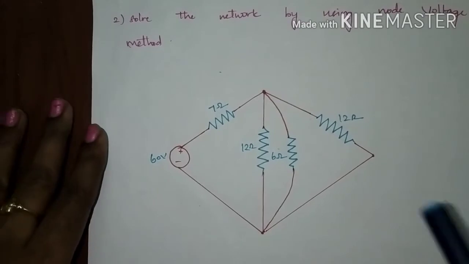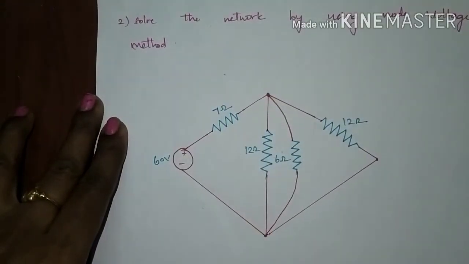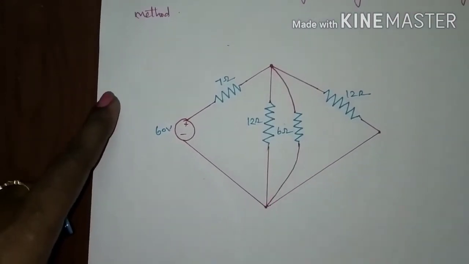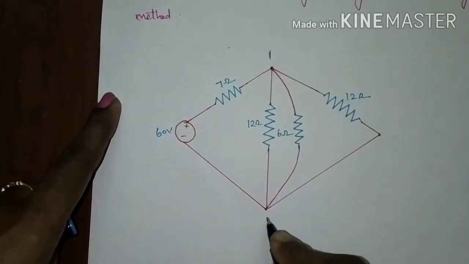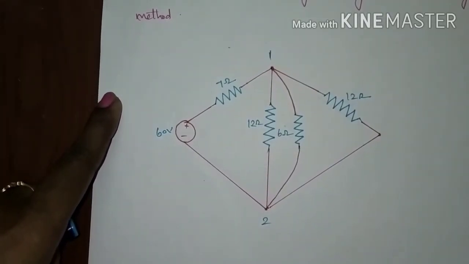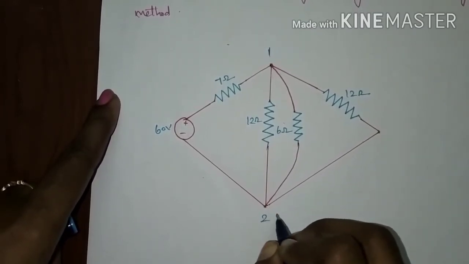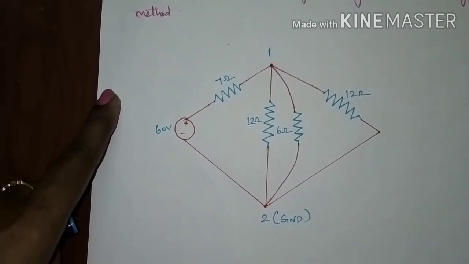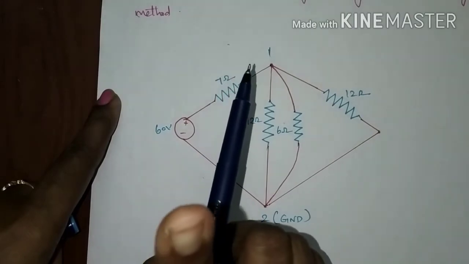See the second problem. Solve the network by using a nodal voltage method. It is similar to the last problem only. First, find out the number of principal nodes. Principal nodes are 1 and 2. It has only 2 principal nodes. Take any one of the nodes as reference node. I am taking this node as a reference, which is grounded. So the number of equations which you will get only for this node. So the number of equations is only 1.